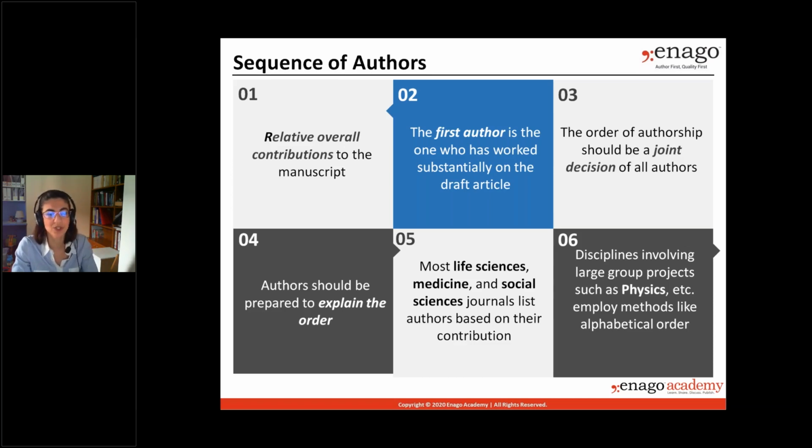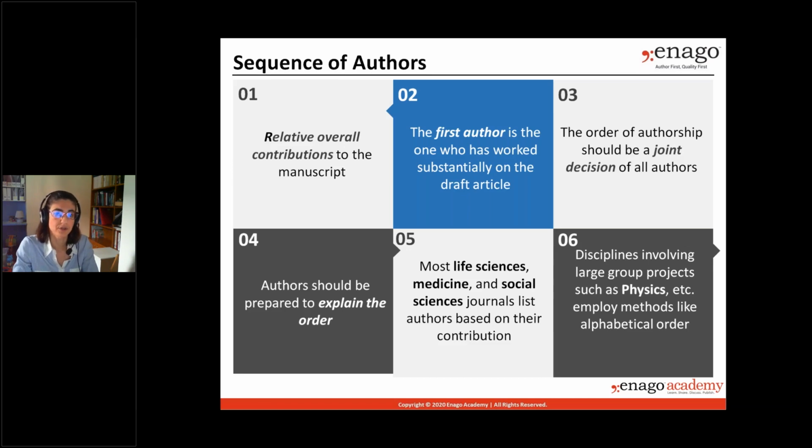And by correct order, I mean a fair position in the author list. So first of all, it's important to bear in mind the relative overall contribution that each individual has had to the manuscript. The first author is the one who would have worked probably the most as a single person for the research component and the draft of the article.